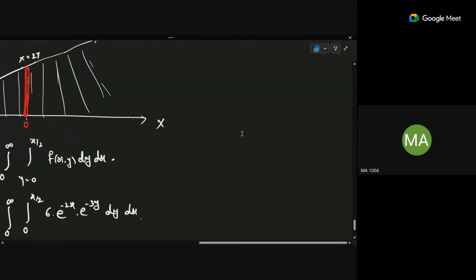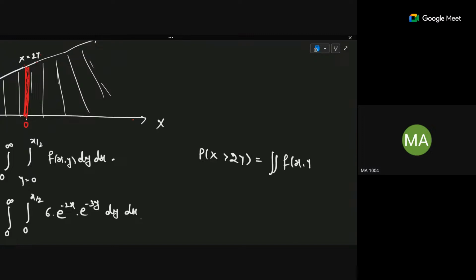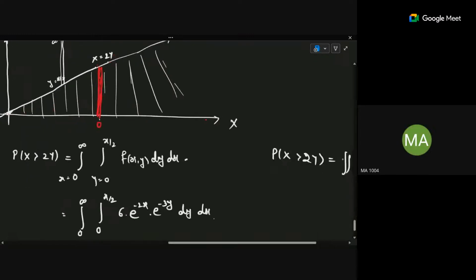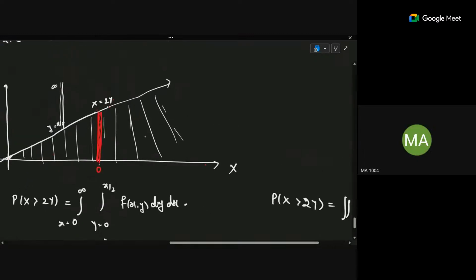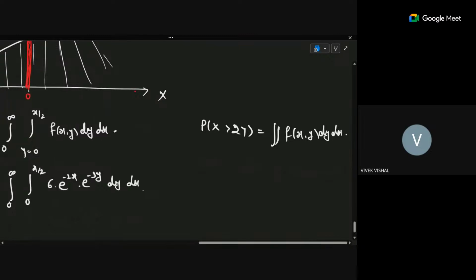So see, whenever the probability x greater than y or anything, let's say twice y, it is nothing but the double integral over f(x,y). Why is it so? Because it's the area of surface. So area of surface is given by double integral. Fine. Okay. So now you have to integrate, but now you need integration limits.